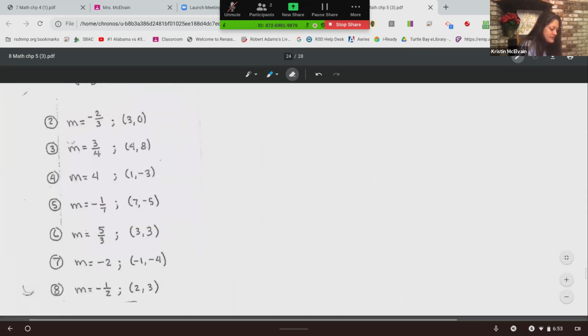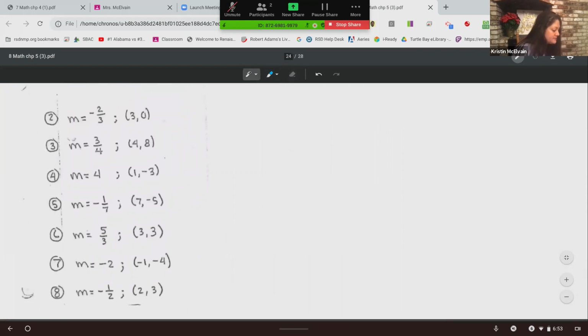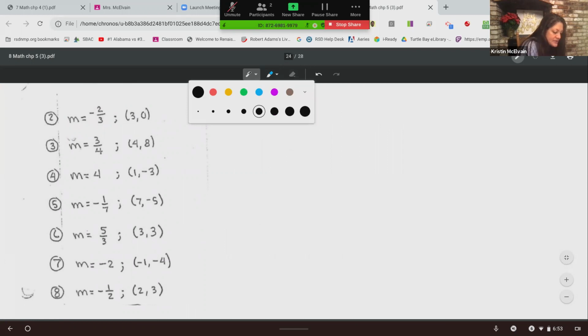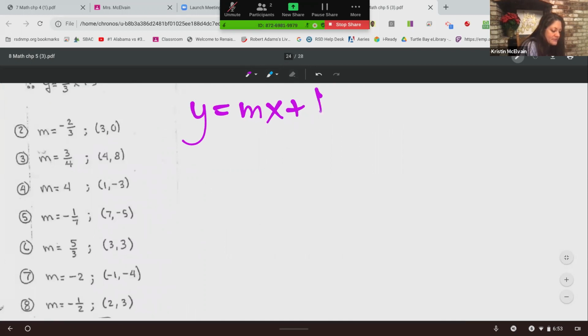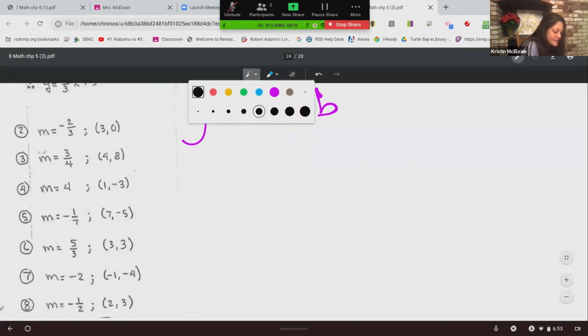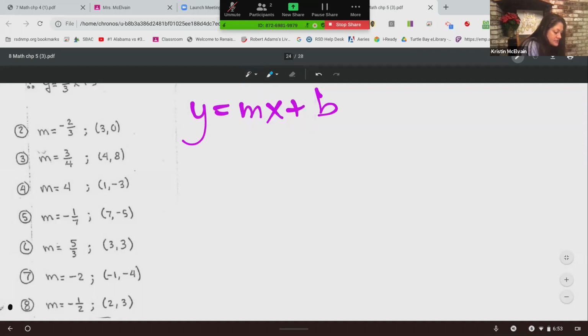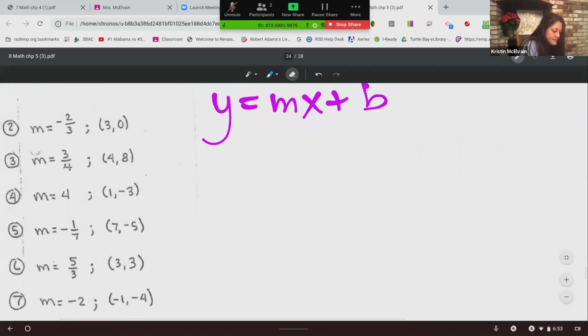Let's go here. We are now on number 2. I'm always going to have, in fact, let's put that in another color, this is always what we are going for: y equals mx plus b. So number 2, I want to scoot that over so I can plug in the values.